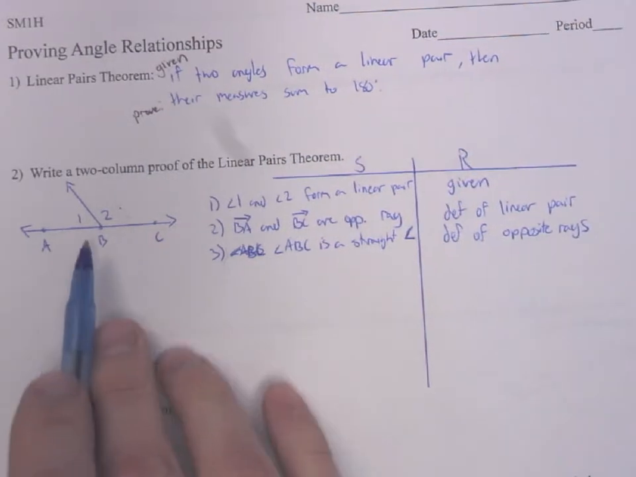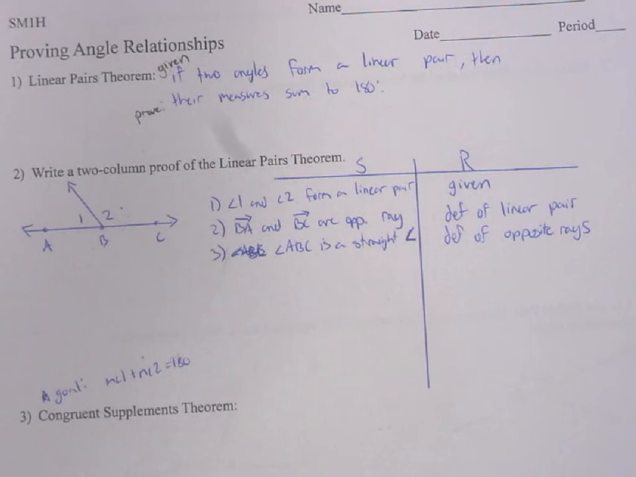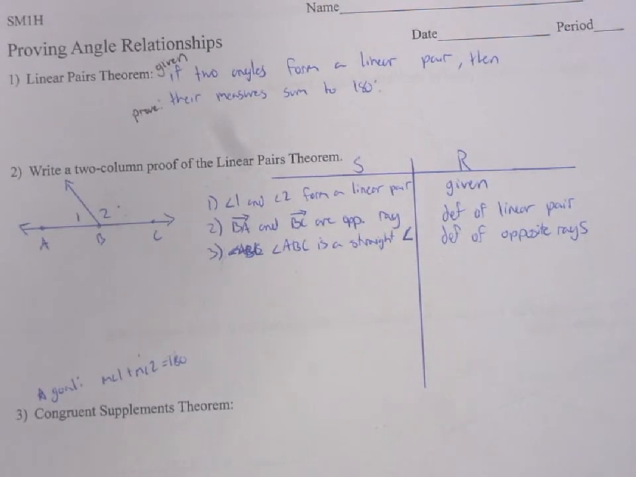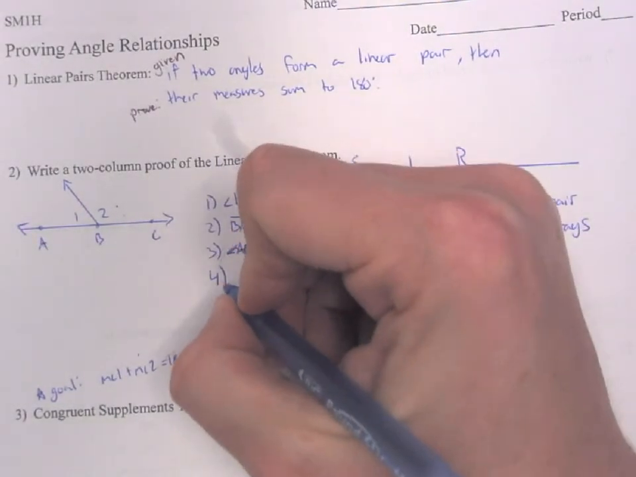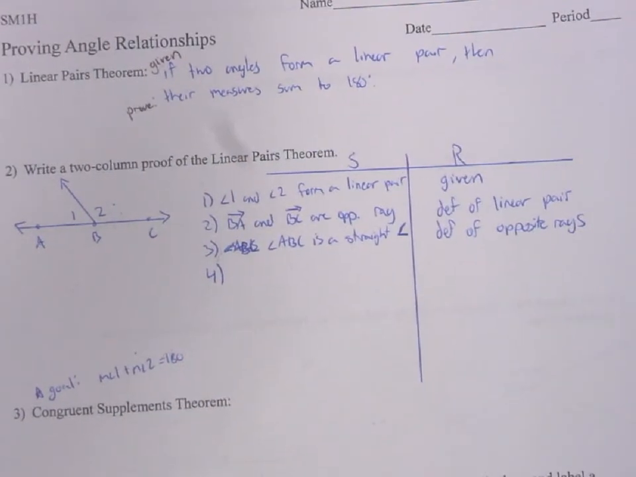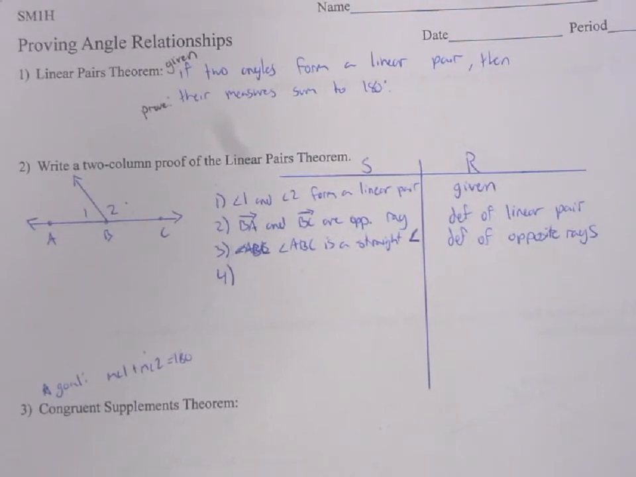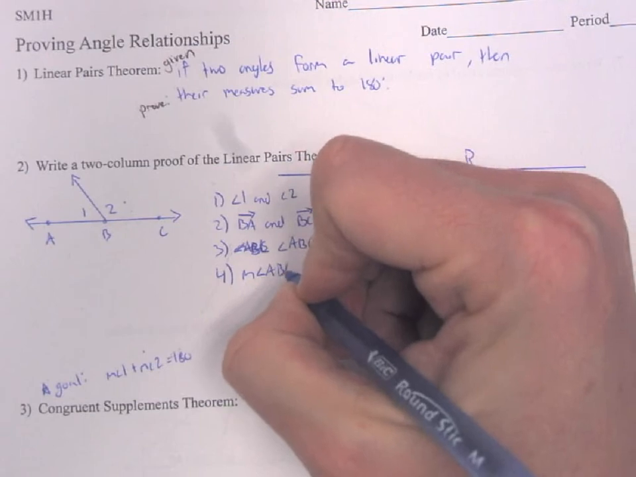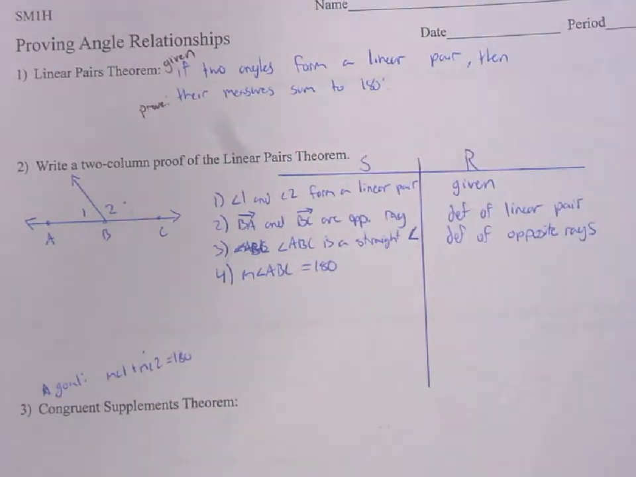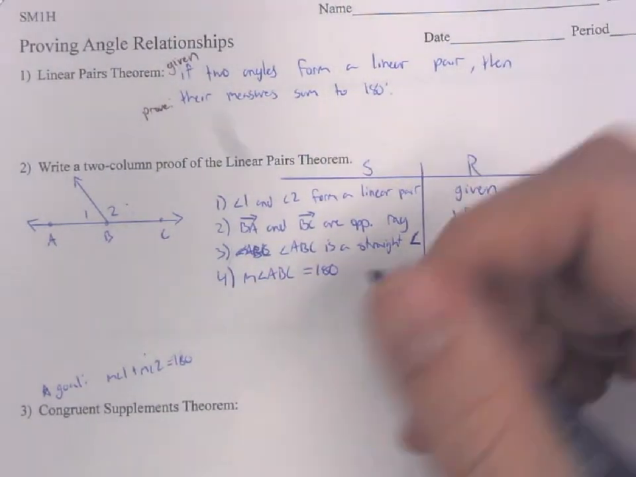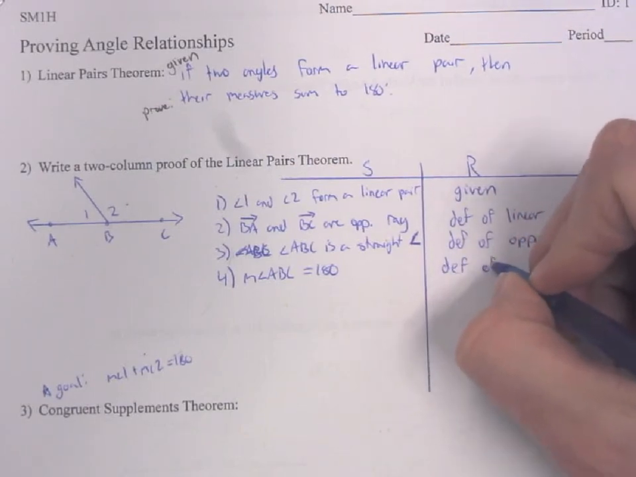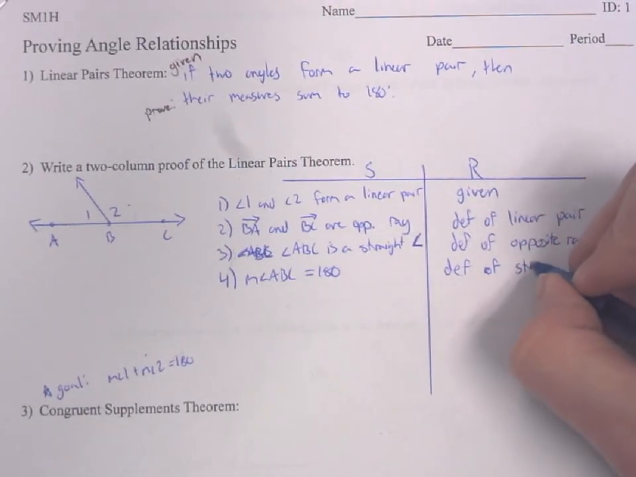Okay, opposite rays are two rays that go in the opposite direction. So we can kind of use that idea to say, okay, B is the vertex, and we've got a straight angle here. All right, so we're just chaining some reasoning together. Okay, so if we know that we have a straight angle here, then we know the measure of angle ABC is equal to 180 because that's what a straight angle is. All right, definition of straight angle says it's an angle with a measure of 180. So we're just chaining a bunch of definitions together.